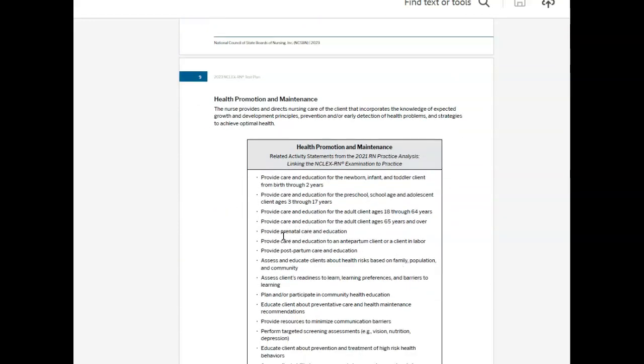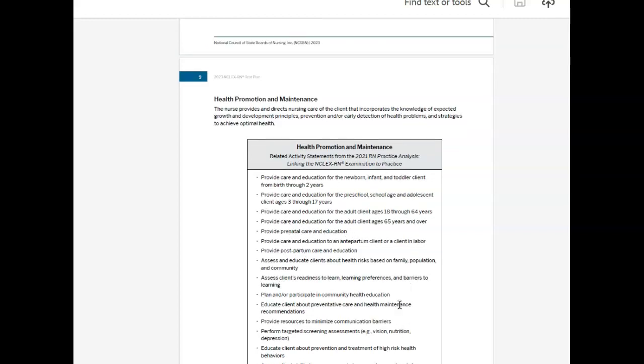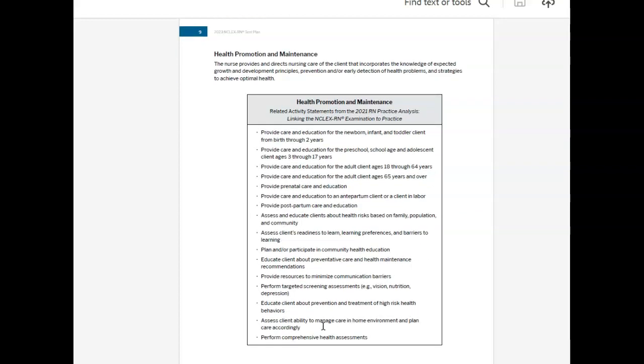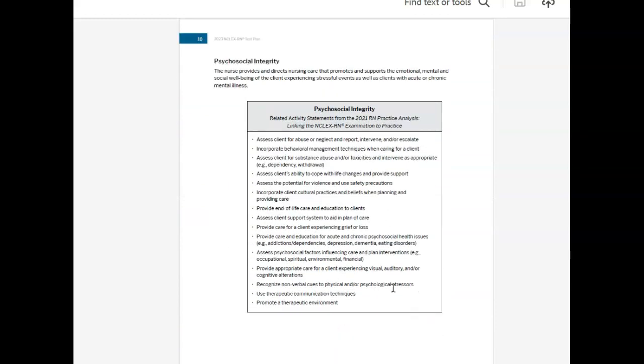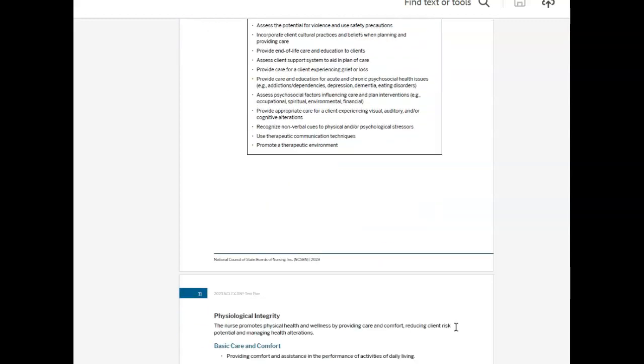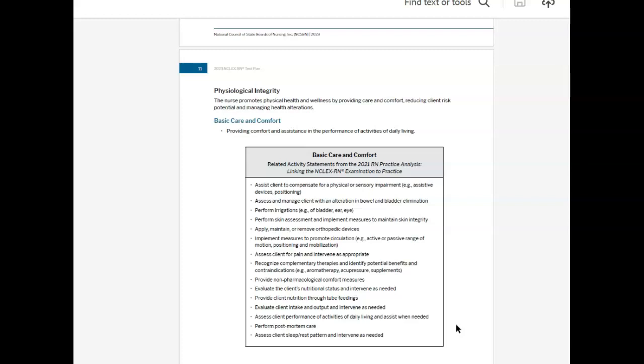Health promotion and maintenance is this category. And so a lot of this, again, like I said, is education, as you can see, managing care, but education and assessment is the bulk of that category. And then psychosocial is mental health. And then physiological, which is physical health, of course, basic care and comfort.